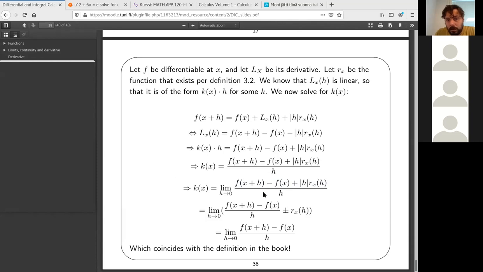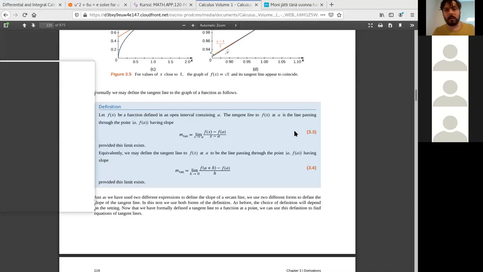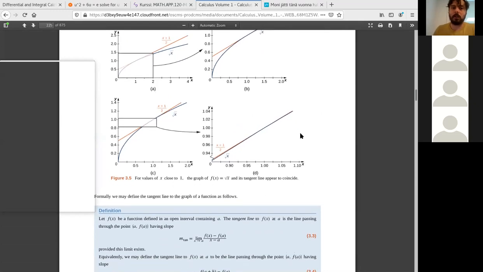And here, if we divide this absolute value of h times r_x(h) by h, then as long as h is positive or negative, this can be eliminated, and it's just either positive or negative r of x. But we know that this r_x of h goes towards 0 anyway, so we can just drop that, because that's in our definition. And what remains is this limit as h goes to 0. So this is the algebraic intuition, if you will, and here was the geometric intuition of the derivative.